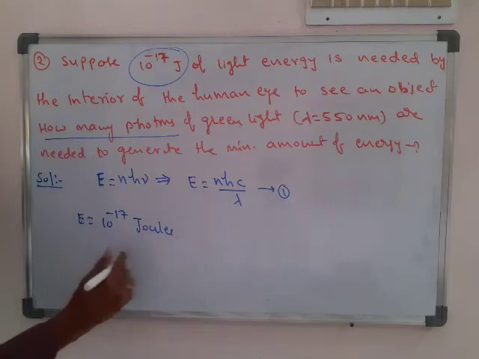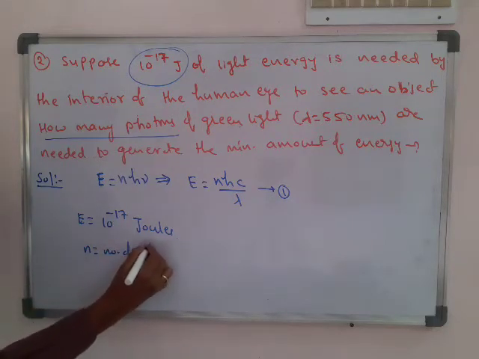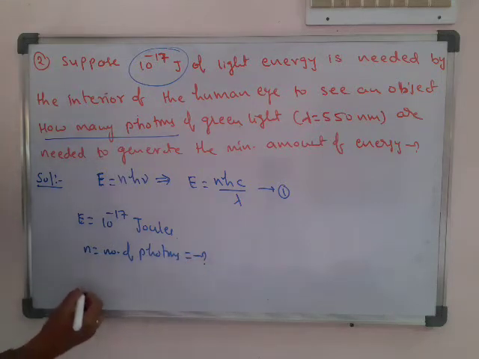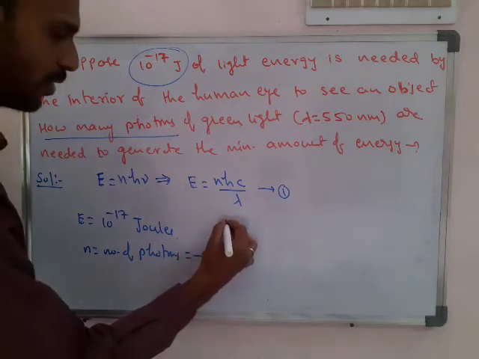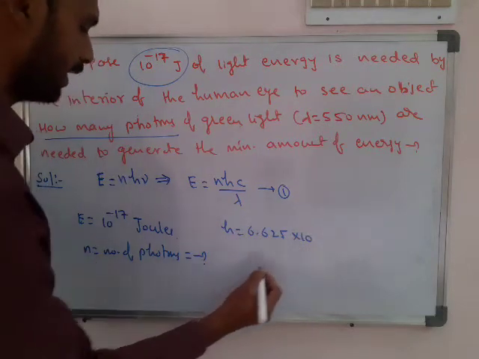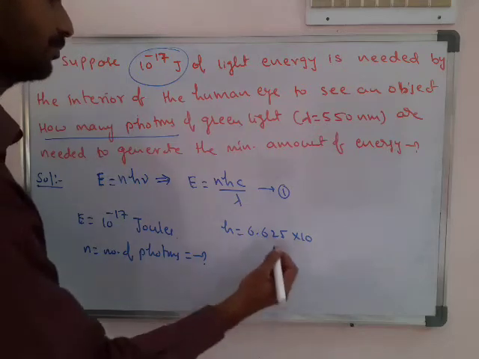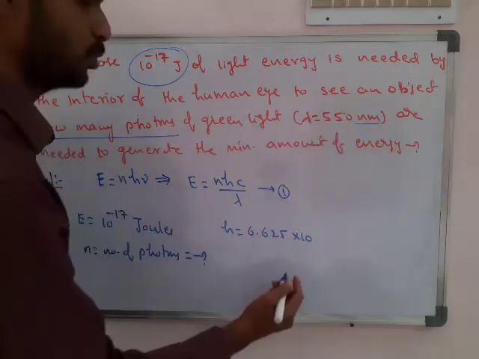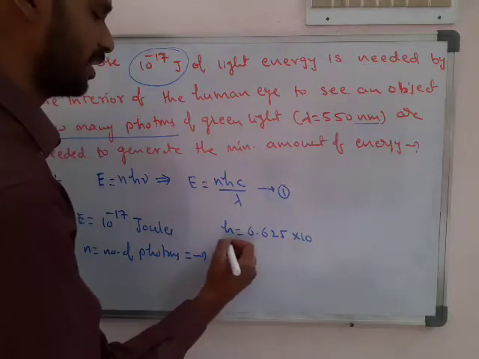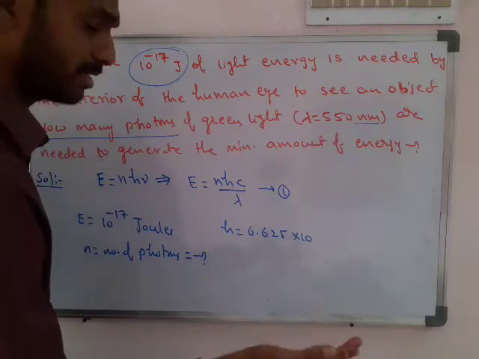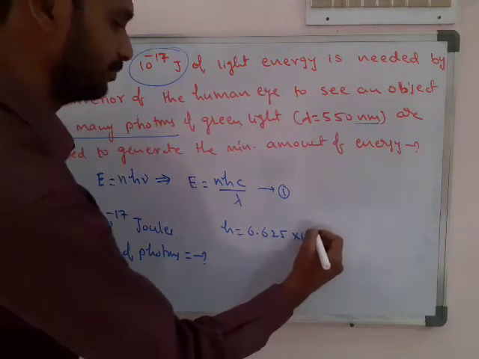Next, what about n, the number of photons? We have to find the number of photons only. So how do you know what is h? h equals 6.625 into 10 to the power of... Here lambda is given in nanometers, which means we are going to convert it into meters. Then h value is also taken in the SI method. Meters is nothing but the SI method.